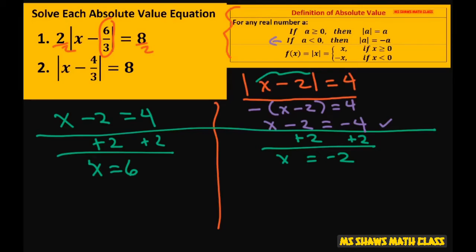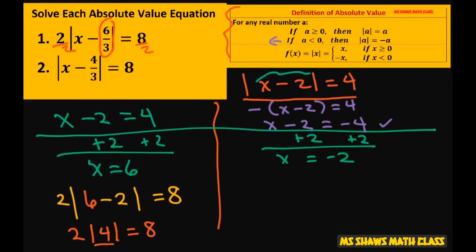Now, it's always a good idea to check your solutions. So let's plug in 6. We have 2 times the absolute value of x minus 2. Does that equal 8? So my x is supposed to be 6. So we have 2 times the absolute value of 4 equals 8. The absolute value of 4 is just 4, so this checks out.